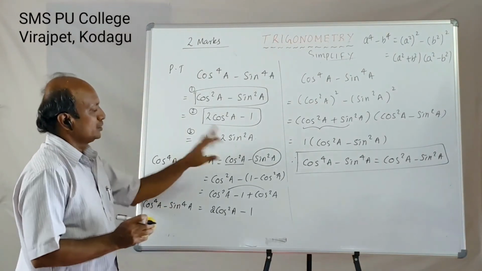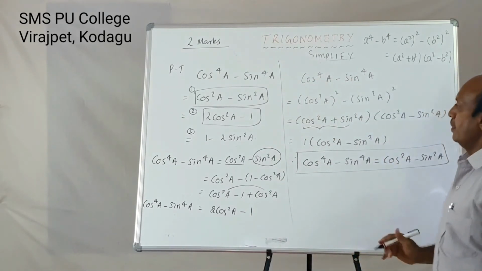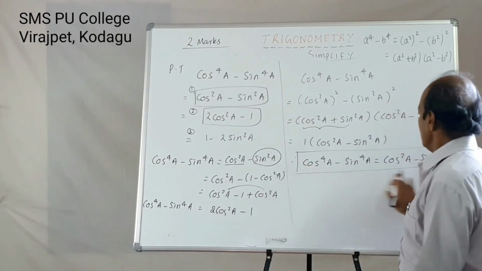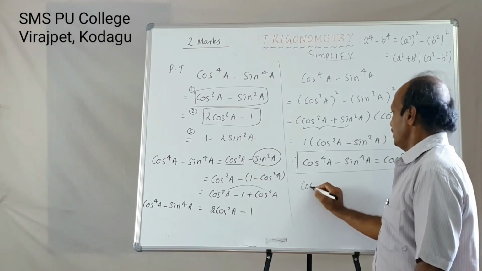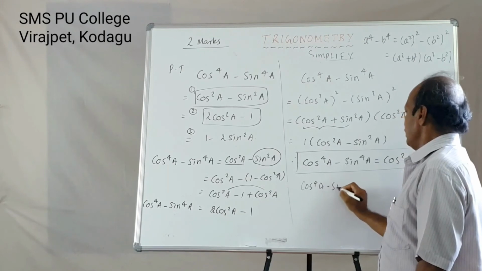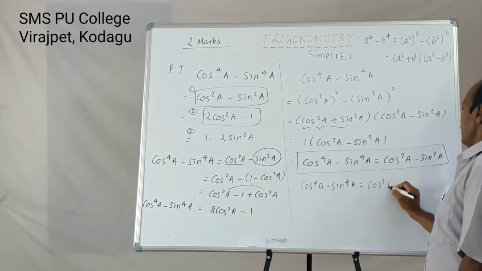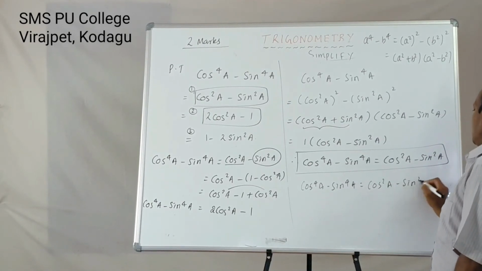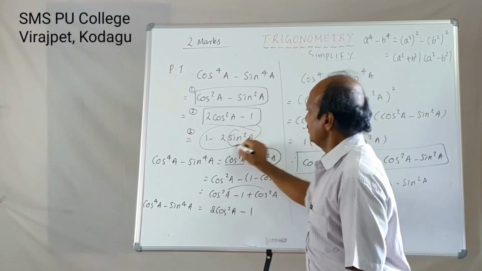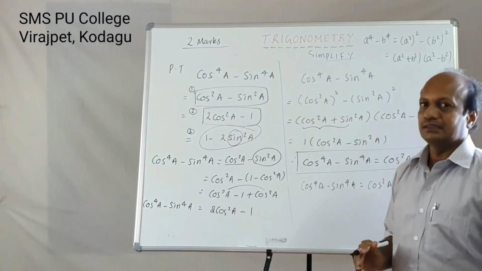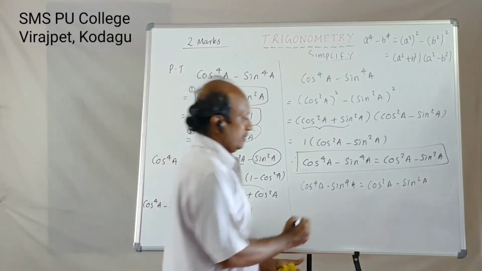What is the third result? 1 minus 2 sin square a. Think about what has to be done. Let us take the common result. You are getting cos to the power of 4a minus sin to the power of 4a is equal to cos square a minus sin square a. But what you require is the right hand side fully in terms of sin. Remember, that means the cos has to be adjusted in terms of sin. How will you adjust this?